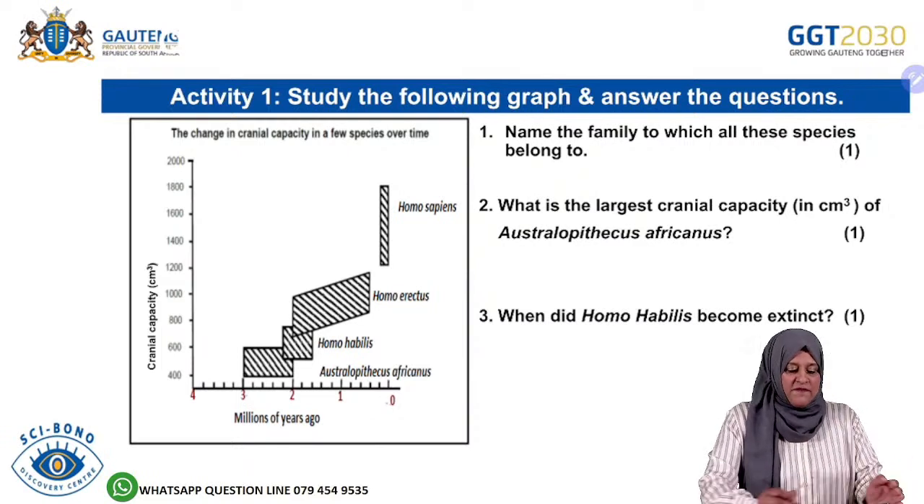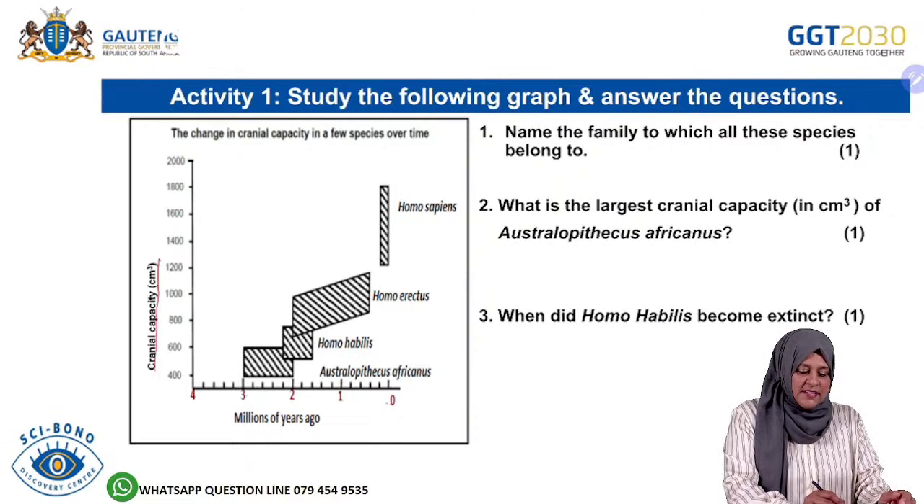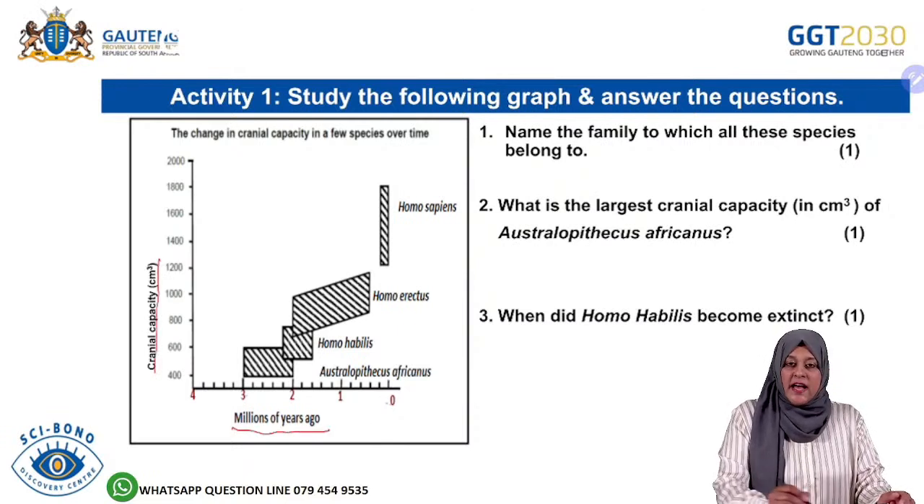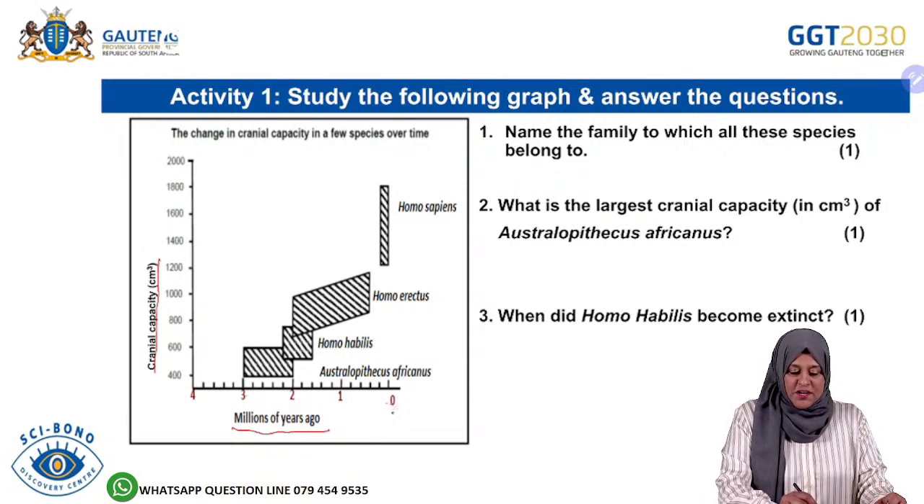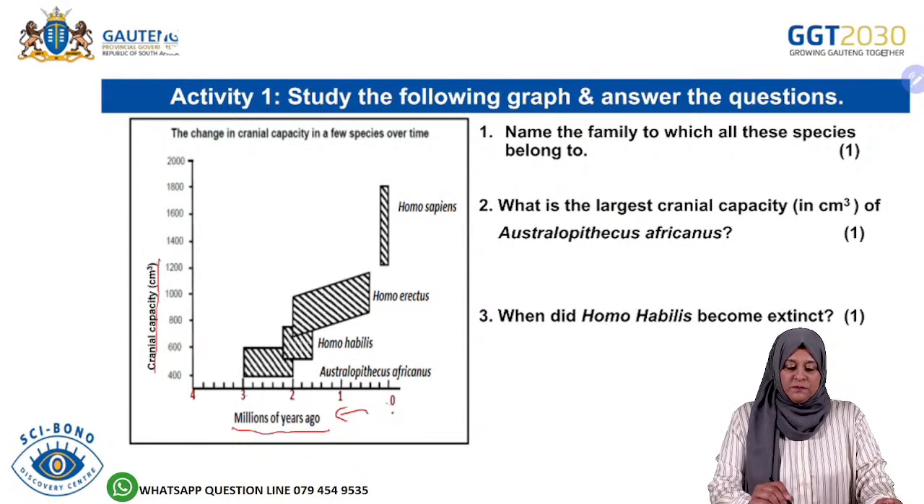So this is a graph. Here we have cranial capacity, and on this side we have time with millions of years ago, and there's my 0. So I'm going to start counting 0 and move this way, right, towards that way. Let me show you with an arrow.